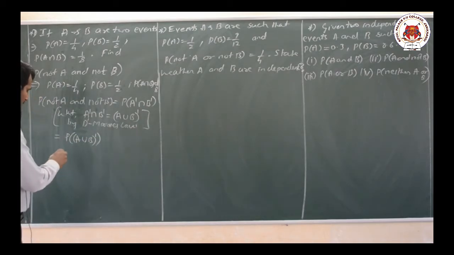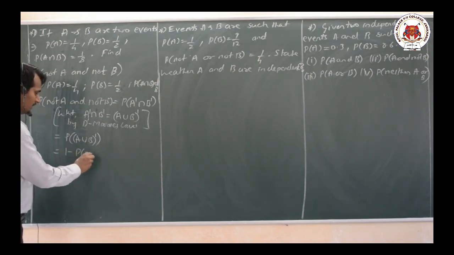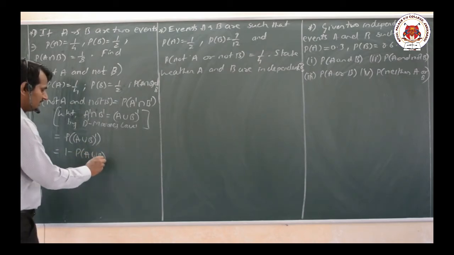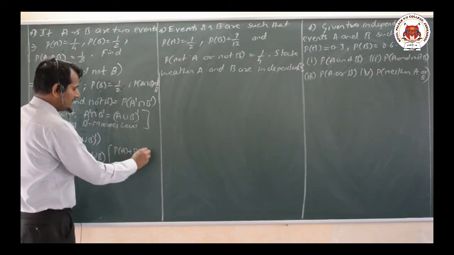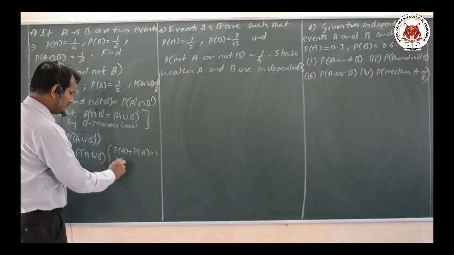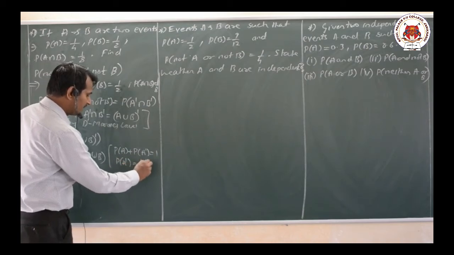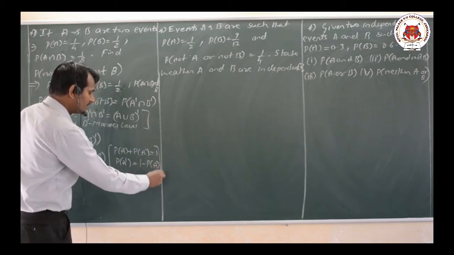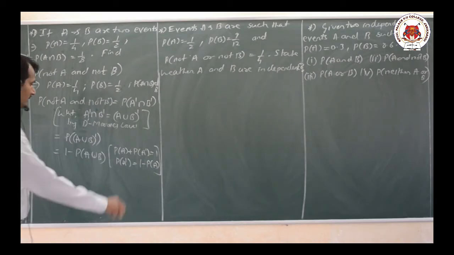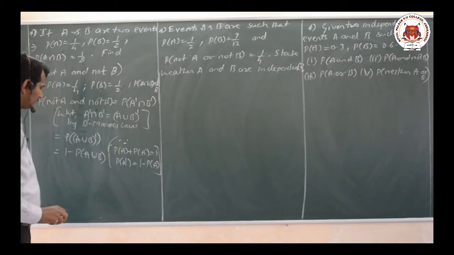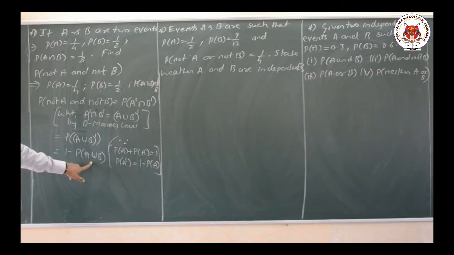Now here is one more property we have, that is 1 minus P of A union B. Because P of A plus P of A dash equals 1, that means P of A dash is nothing but 1 minus P of A. That we already learned in the first PUC probability chapter. That is because of the result. Now A union B, do we know the value for A union B here?